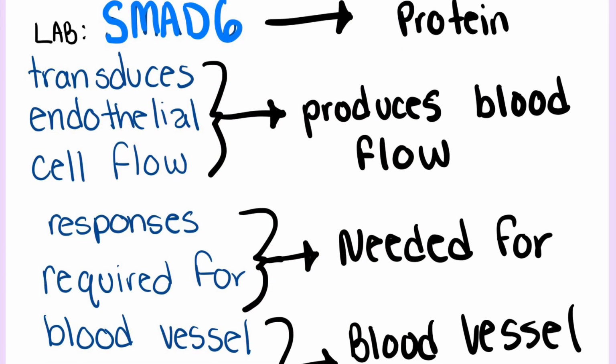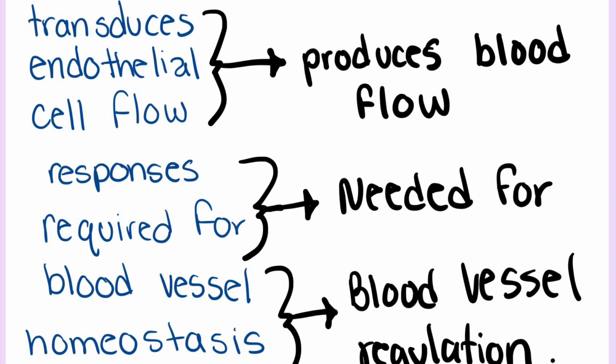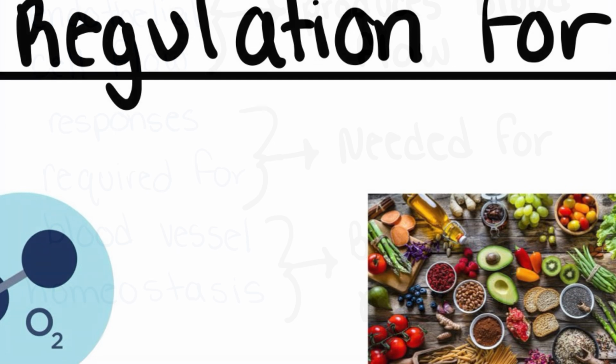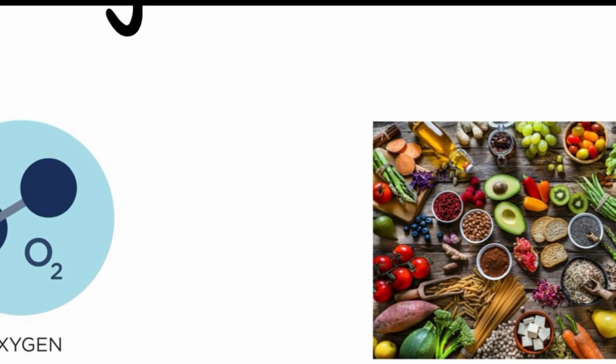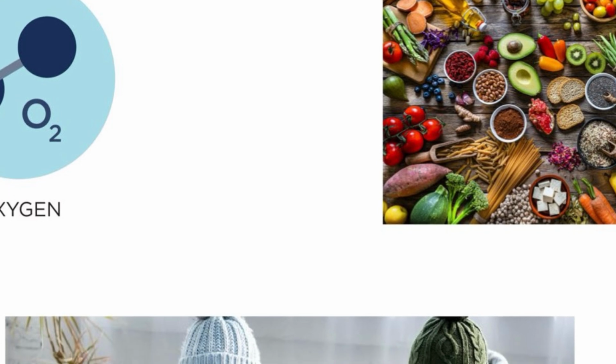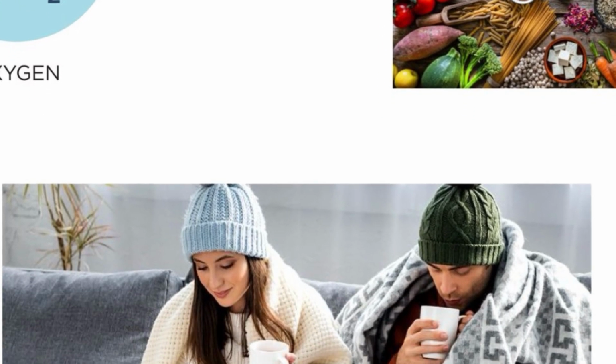Next, with the production of proper blood flow, we can get blood vessel regulation. So, what's so good about blood flow regulation? Well, regulation is used for transportation of oxygen and nutrients that are needed for the body. And this regulation also allows our body to maintain our body heat.